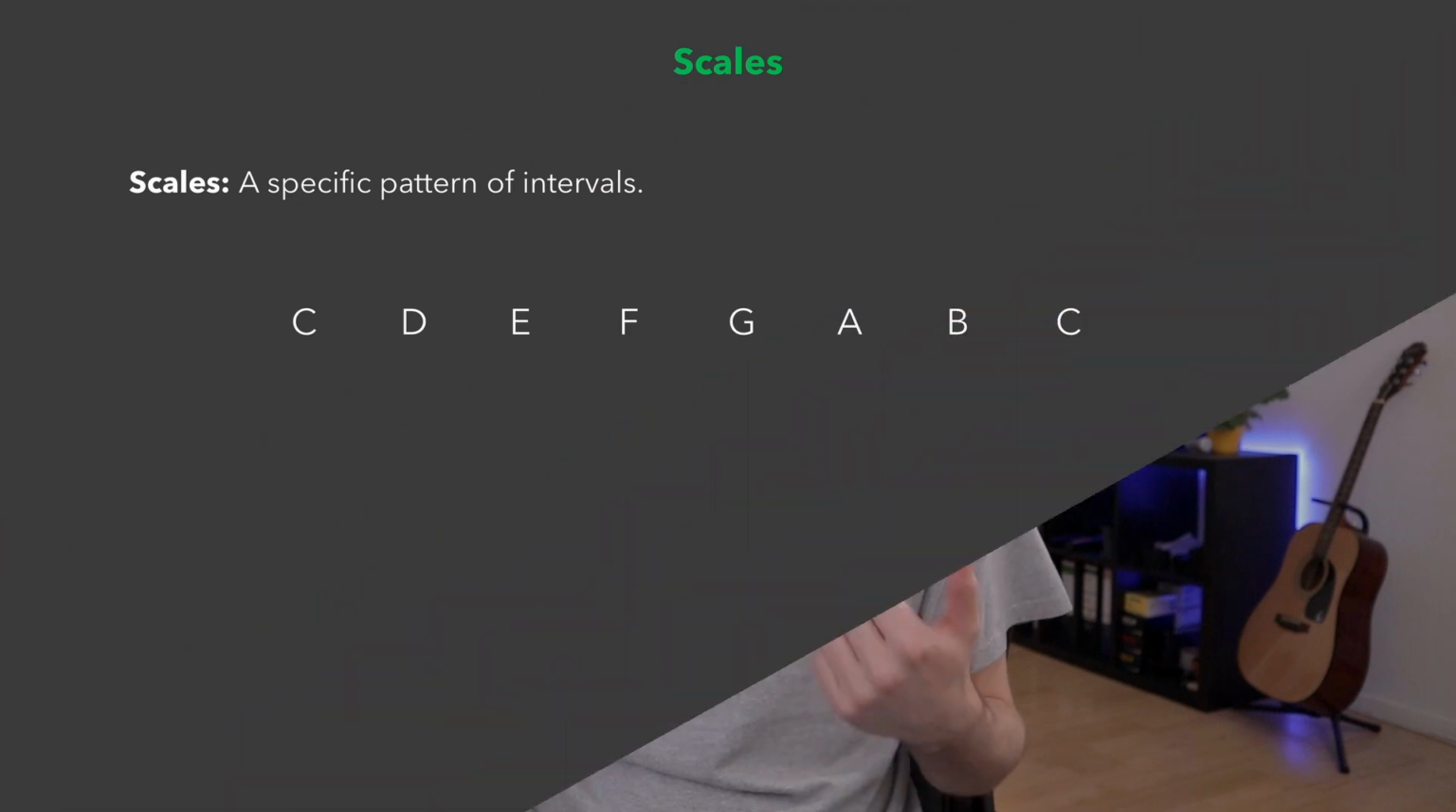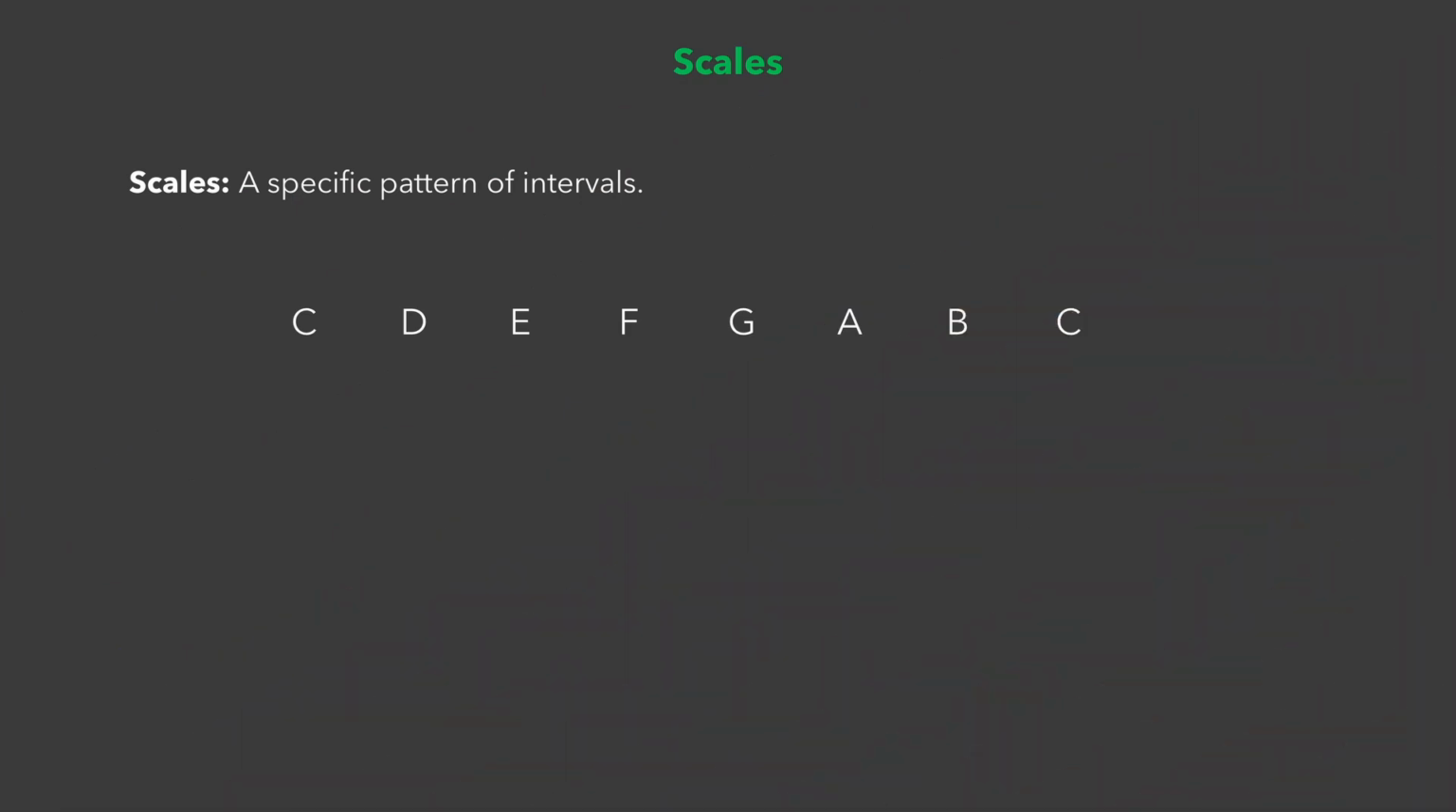To explain this concept, we're going to analyze a scale that most of you might be familiar with, the C major scale. That's C, D, E, F, G, A, B, and then C again. These notes follow a specific interval pattern, and this defines the scale as such.